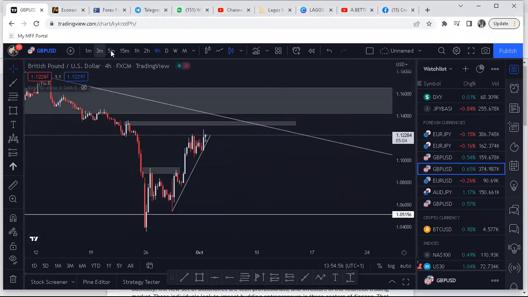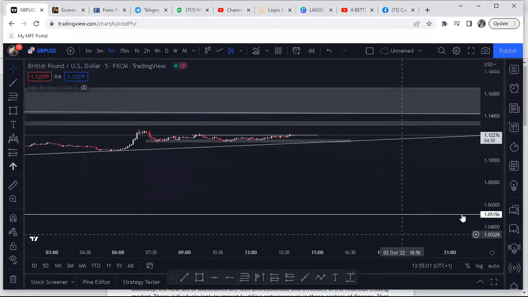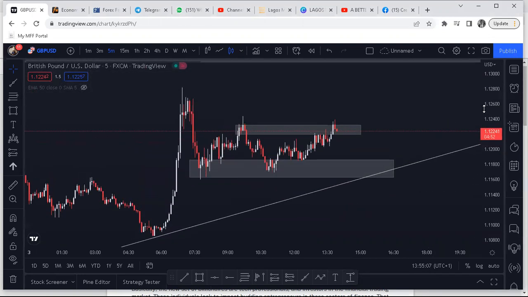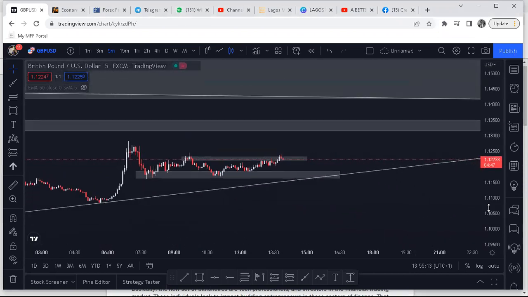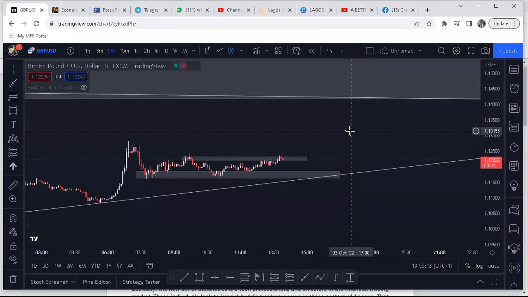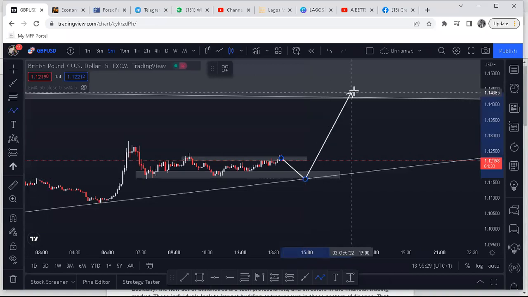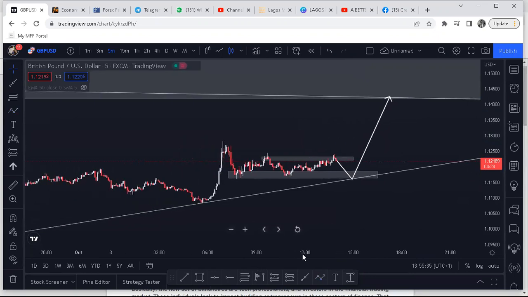GBPUSD on 5 minutes time frame. So you see what's happening right now? This place is a strong zone on the higher time frame, but we ignore it because of this daily trend line. So our buy, what we're expecting is come down here, then we'll buy up here on GBPUSD. And trust me, this one will play out.